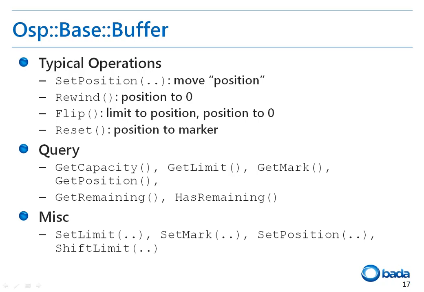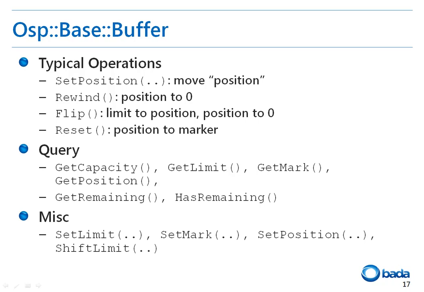The flip function moves the limit to the current position and sets the position to 0. The flip function can be used when you have written data to the buffer and are about to read the data from the buffer. For example, if writing to the buffer is completed, the buffer's position value would indicate the end of the data within the buffer. At this time, if you call the flip function, the limit is set to the position indicating the end of the meaningful data, and the position is returned to the beginning of the data in the buffer in order to prepare for the reading operation.